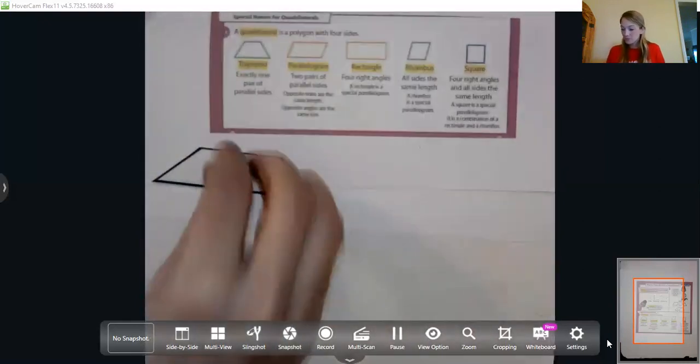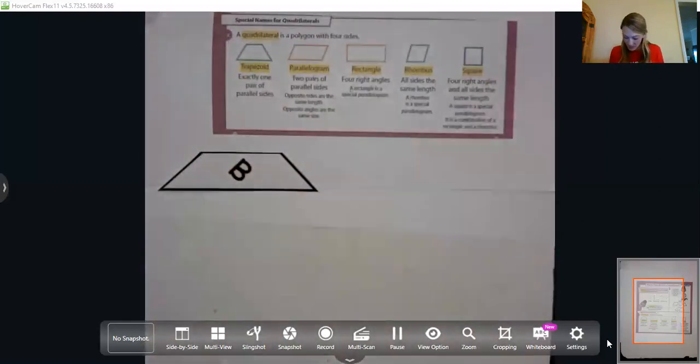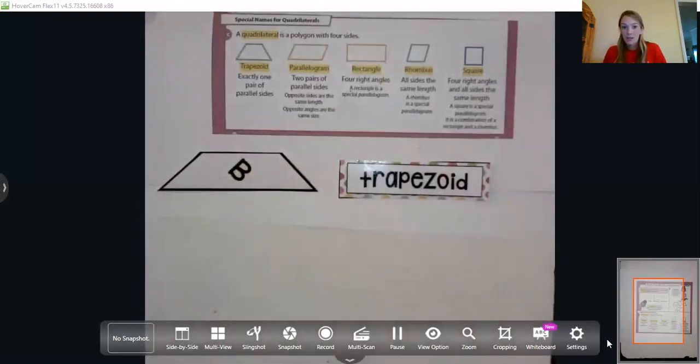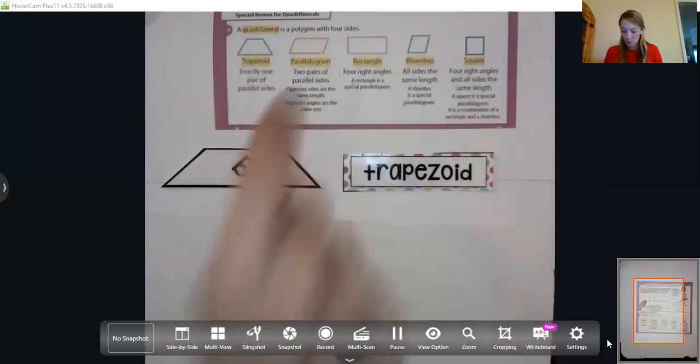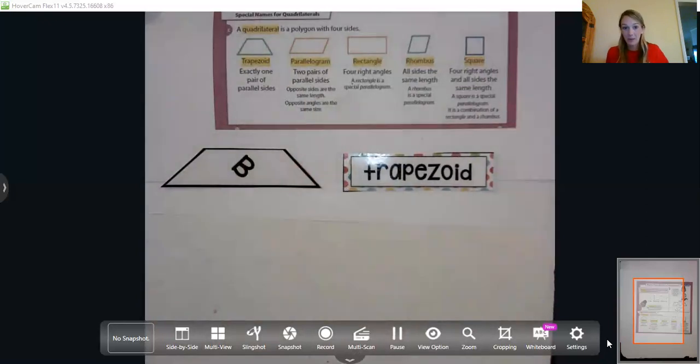So, does it have one pair of parallel sides? We decided yes. So this is a trapezoid. Now we still need to make sure it can't be anything else. So, could it be a parallelogram? Two pairs of parallel sides? Nope, it only has one pair. So we've ruled that one out, can't be that.